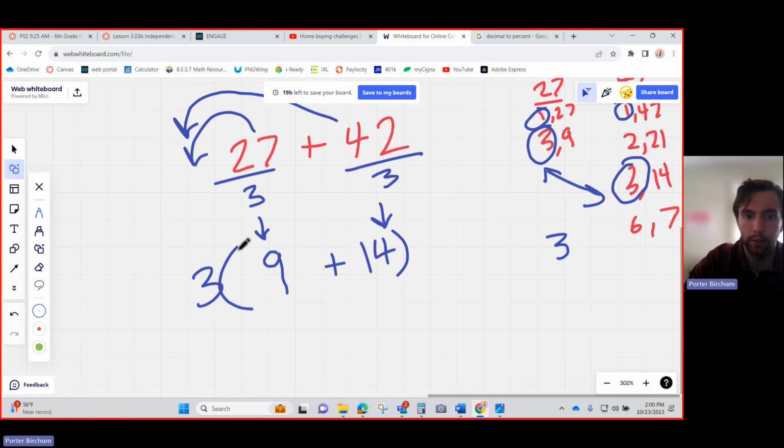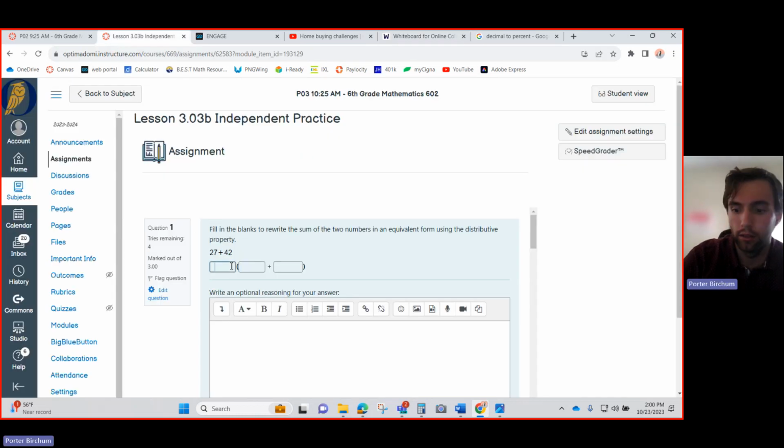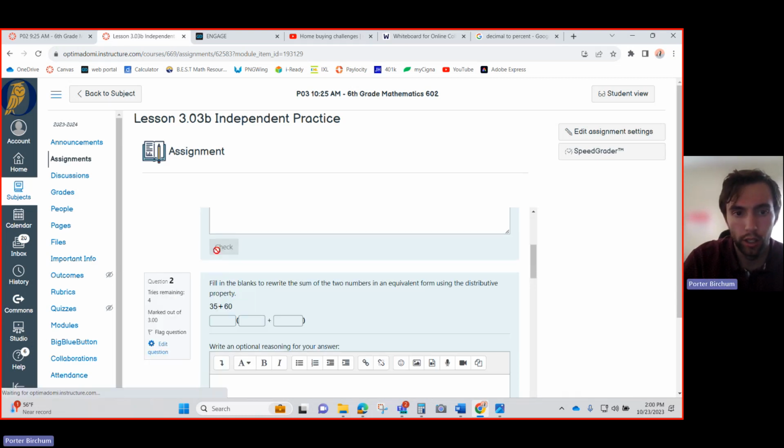Instead of timesing by the number outside, I divided by a common number and put that common number on the outside of these parentheses. 3, 9, 14. Let's see, check.